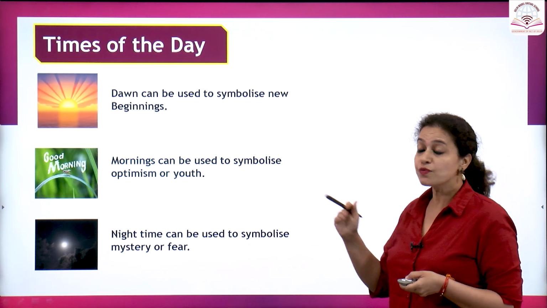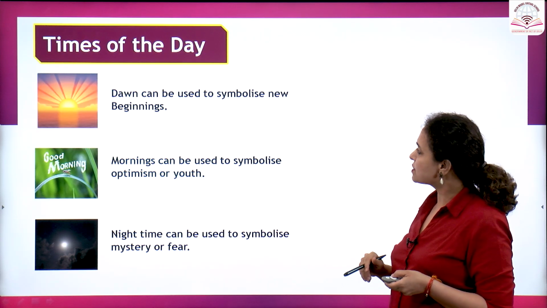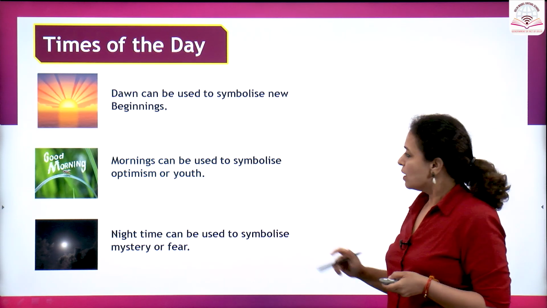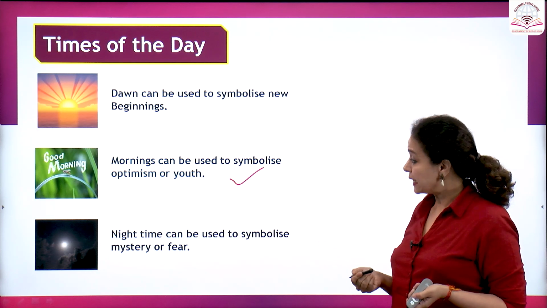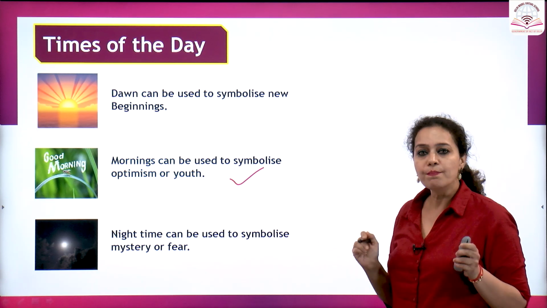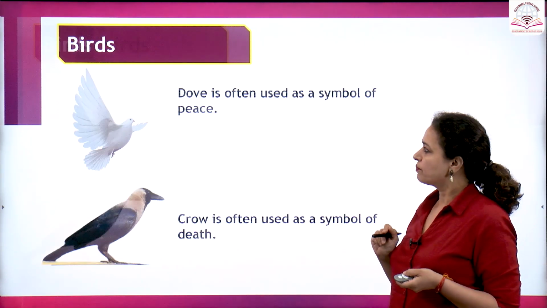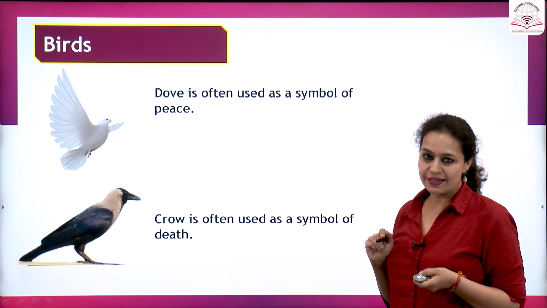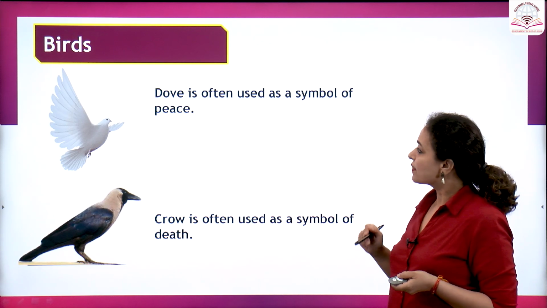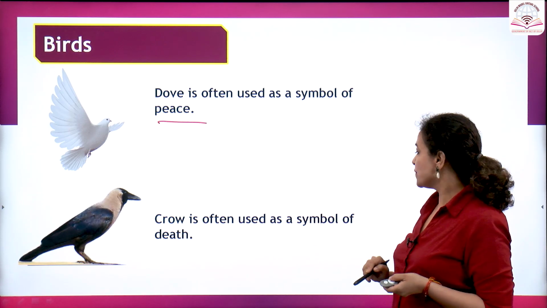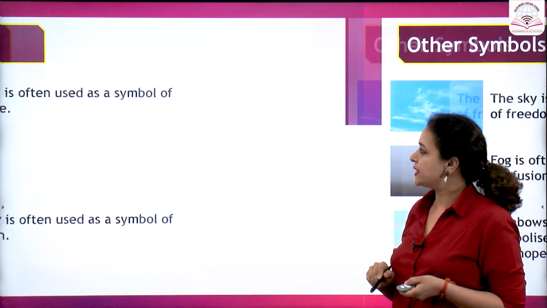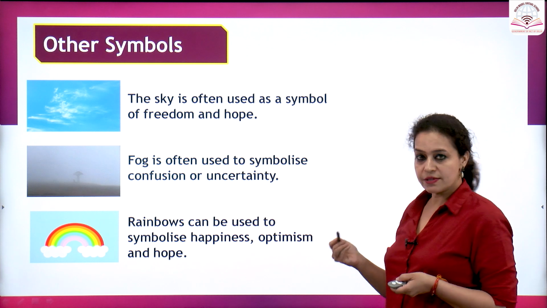Then we have times of the day. Dawn can be used to symbolize new beginnings. Mornings can be used to symbolize optimism or youth. Nighttime can be used to symbolize mystery or fear. Then certain birds are also used as great symbols. We have dove that is often used as a symbol of peace, and crow is often used as a symbol of death. We have certain other symbols as well.